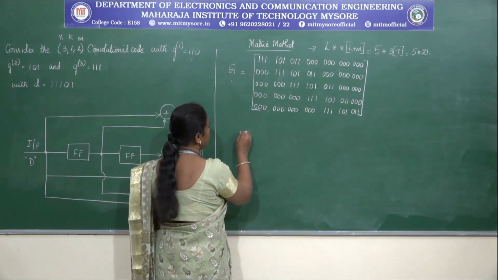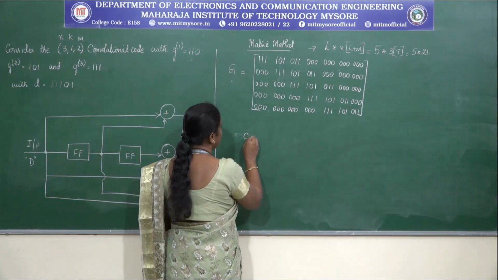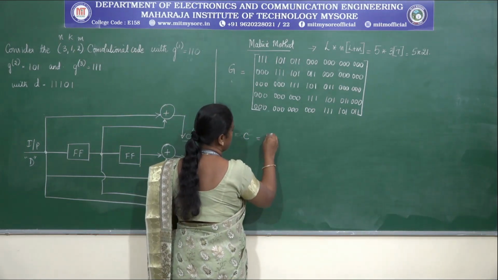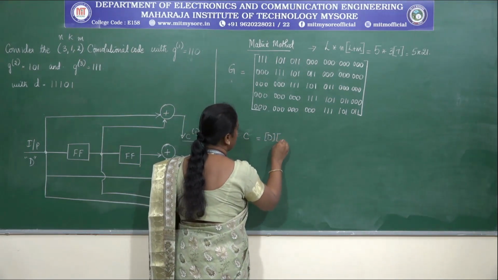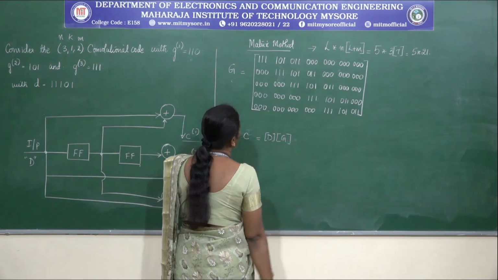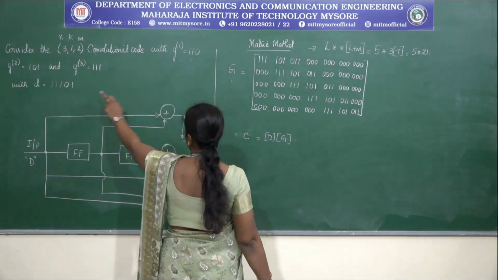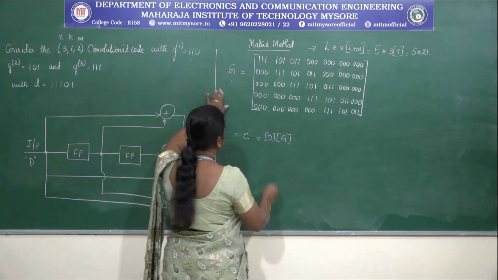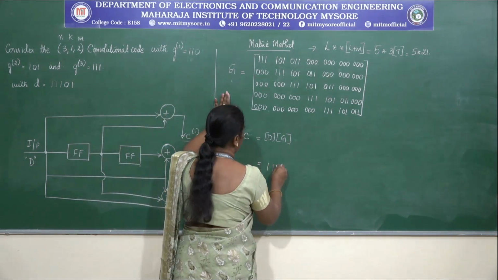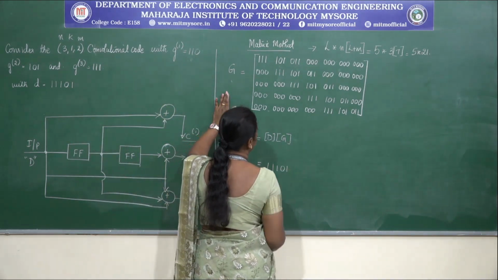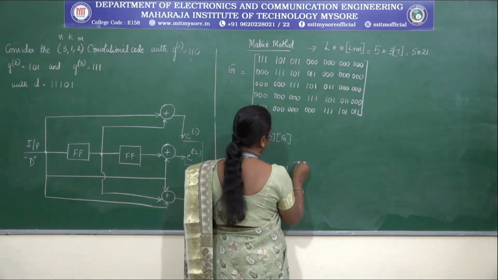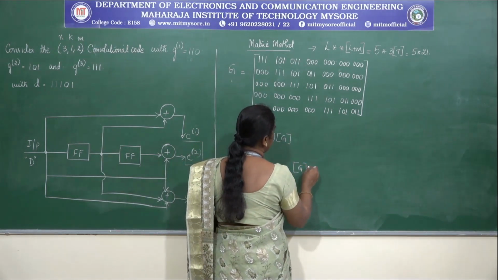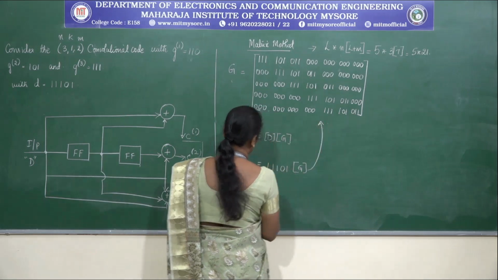So now what we need to find? We need to find what is your code word C. So C is equal to D into G. That means this matrix has to be multiplied with the message input, that is 1 1 0 1, multiplied by your G. So G is nothing but this one.